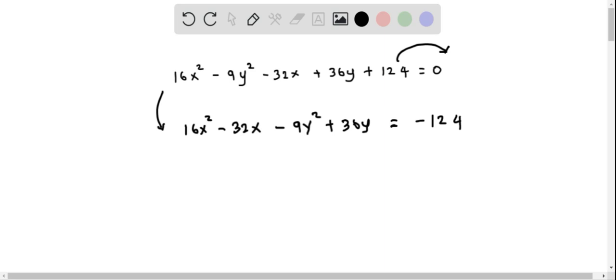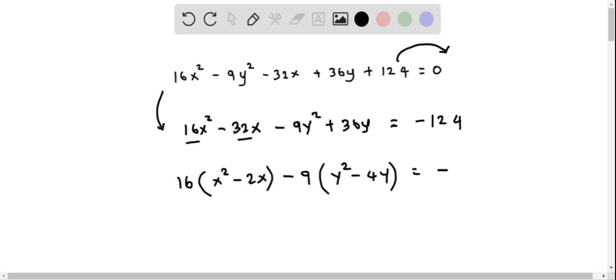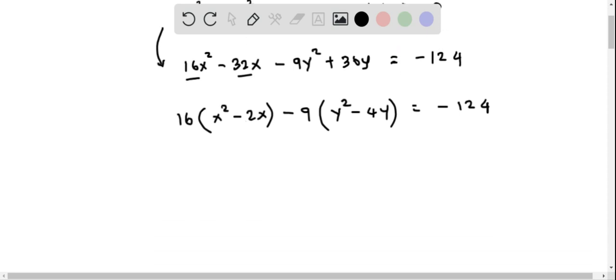And now we are going to factor the 16 from these two terms, so we can write this as 16 times x squared minus 2x. And similarly, I factor negative 9 from the y variables. And so when we do that, we get y squared minus 4y, and this equals negative 124. Now we are going to complete the square both for the x and y variables.